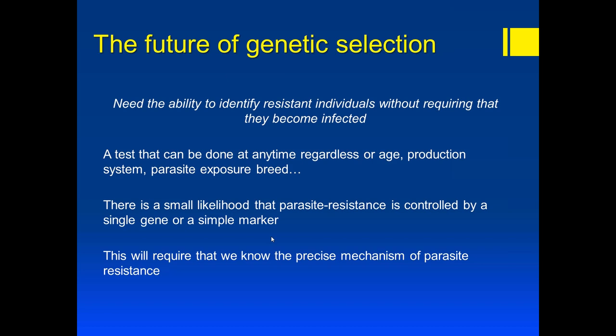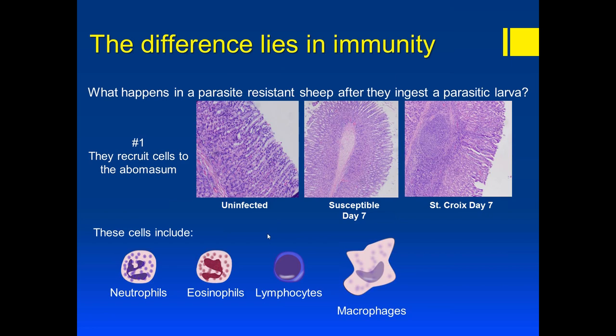Ultimately, the reason that we don't have that test for this trait is that there's a small likelihood that parasite resistance is controlled by a single gene or just a simple marker. It's more likely a quantitative trait controlled by a multitude of different genes. But really getting at the genetics of this trait is going to require that we understand the mechanism that's actually controlling parasite resistance. And I think most of my colleagues would agree that mechanism is immunity.